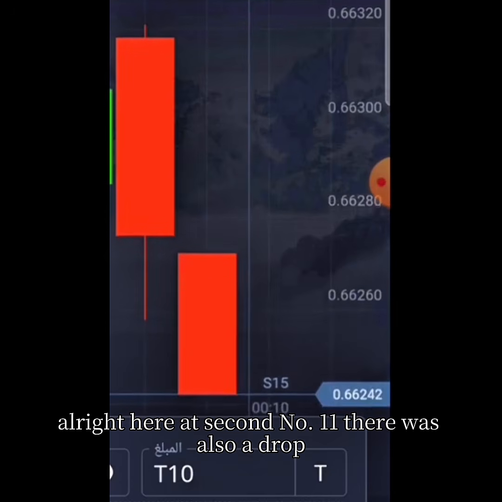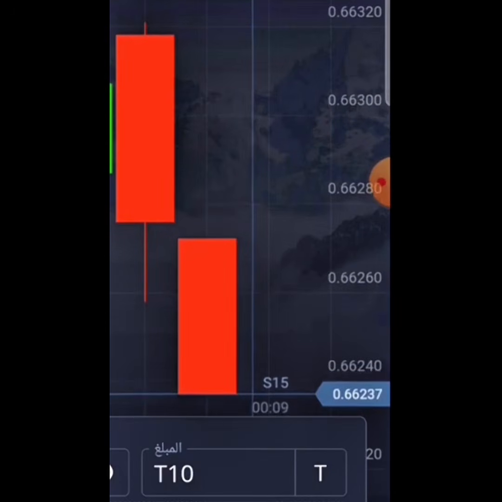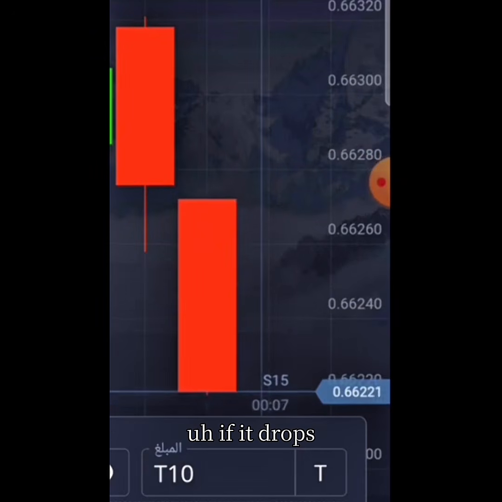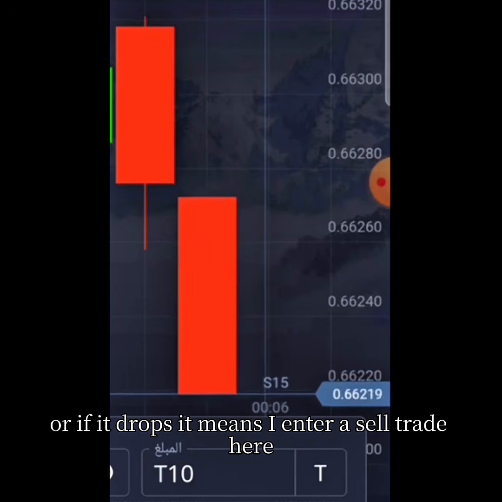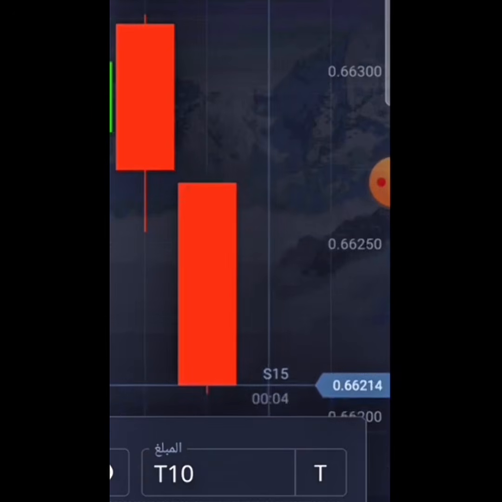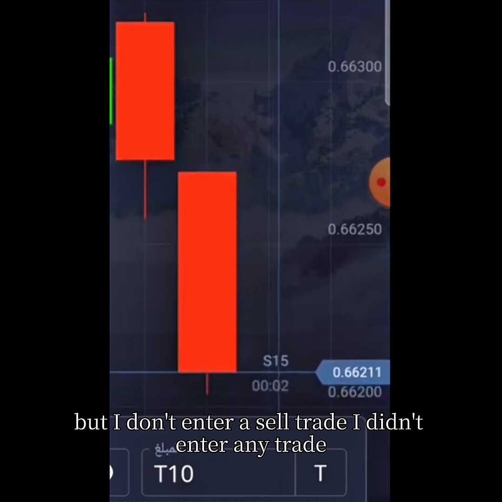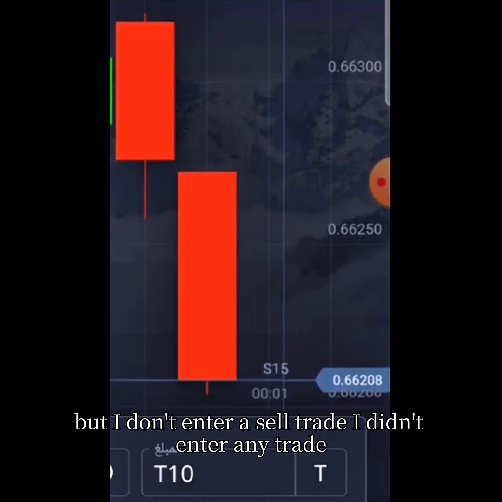All right, here at second number 11, there was also a drop. We're waiting for the second number 7. If it drops, it means I enter a sell trade here. Supposedly one should enter a sell trade, but I don't enter a sell trade. I didn't enter any trade.